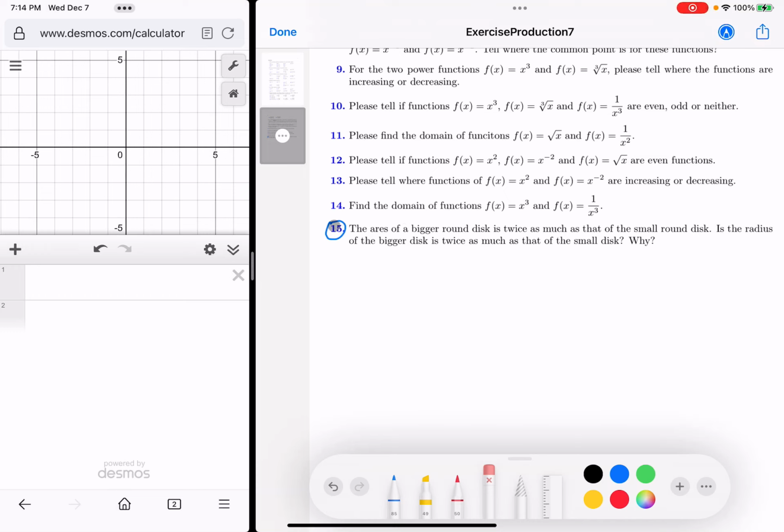Let's work on question 12 here. The area of a big round disk is twice as much as that of the smaller round disk. Is the radius of the big disk twice as much as that of the smaller disk, and why? So, how do you solve this question?